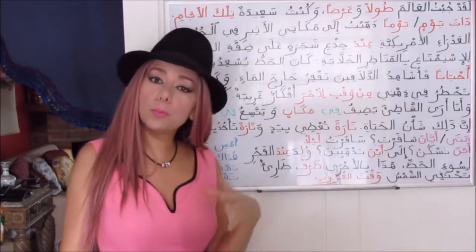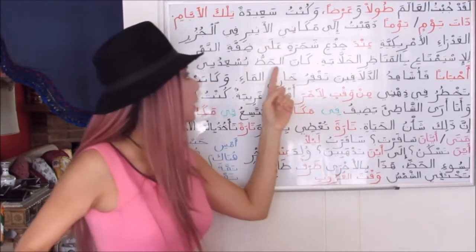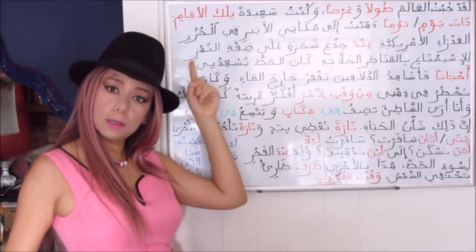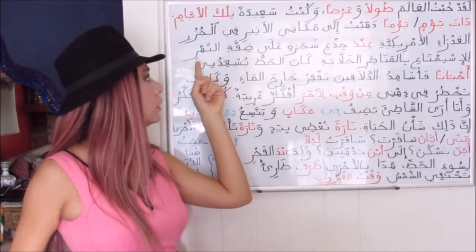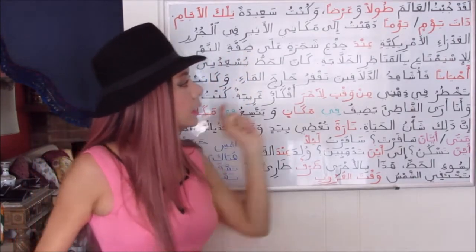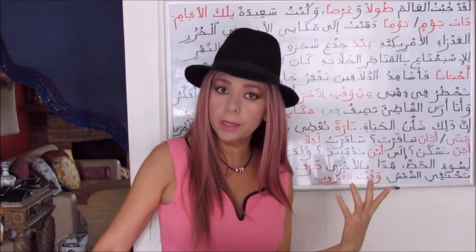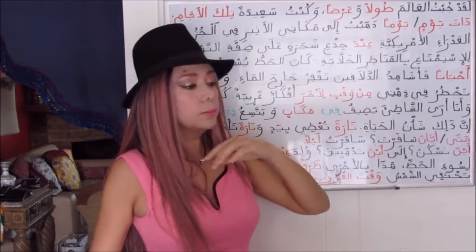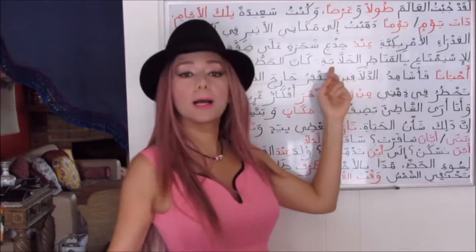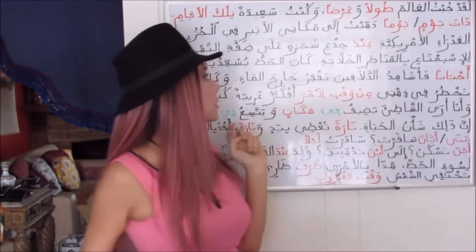عند, adverb of place, ظرف مكان. عند جذع شجرة, by a tree trunk. على ضفة النهر, on the river bank. ضفة النهر. للاستمتاع بالمناظر الخلابة, to enjoy the spectacular, الخلابة, spectacular views. To enjoy the spectacular views.